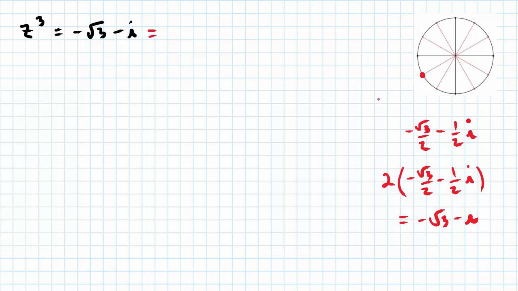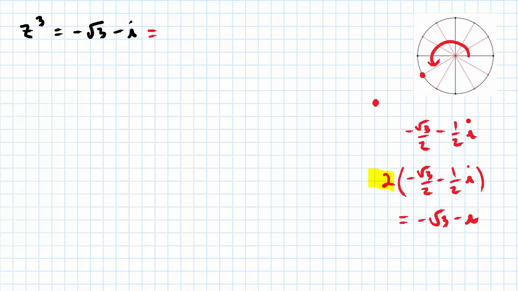So what that tells me is that the complex number negative root 3 minus i is 2 units from the origin, and it's in the direction of 210 degrees. So right along there, and that's going to be our angle. So the distance from the origin is going to be 2, and the angle will be 210 degrees.